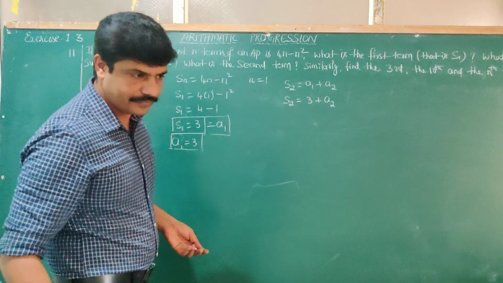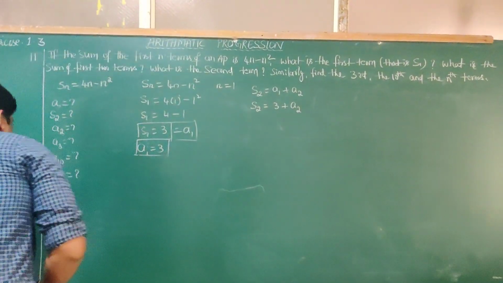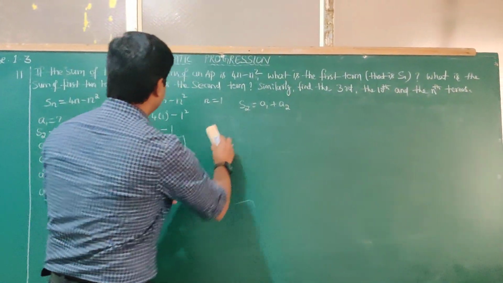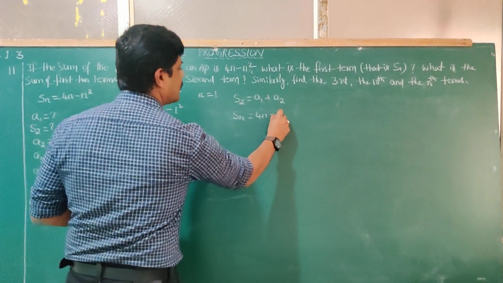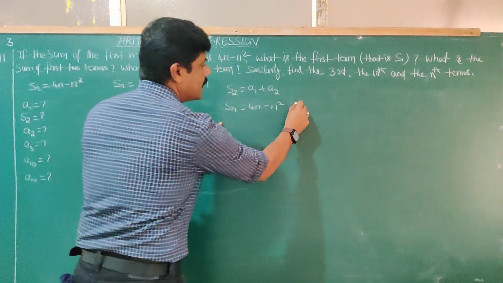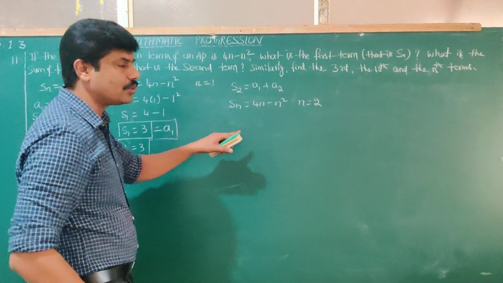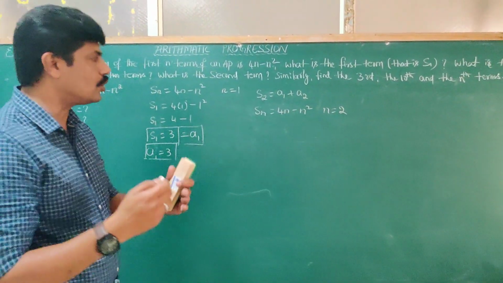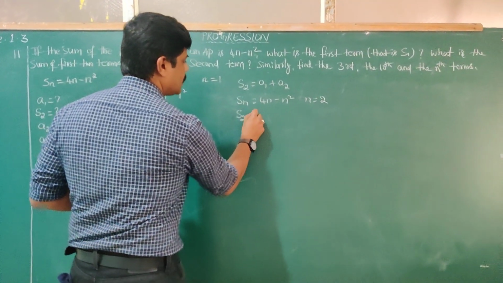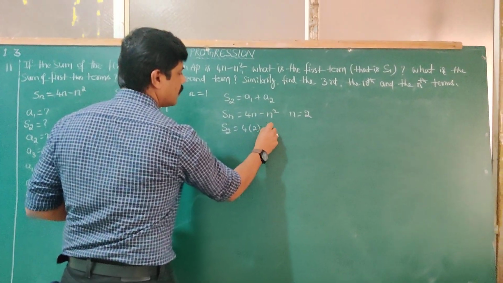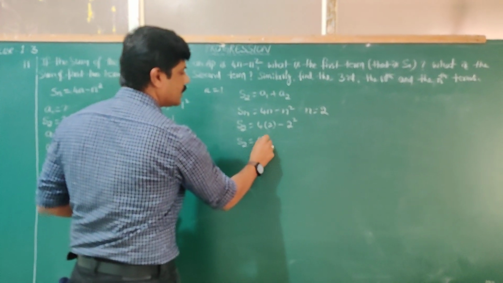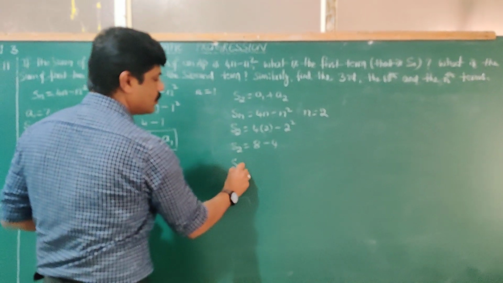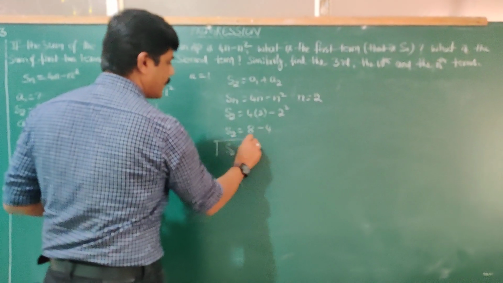Sn is equal to 4n minus n square, where you substitute n is equal to 2. When you substitute n is equal to 2, you will get the sum of two terms. S2 is equal to 4 into 2 minus 2 square. S2 is equal to 4 into 2 is 8 minus 4. S2 is equal to 4.